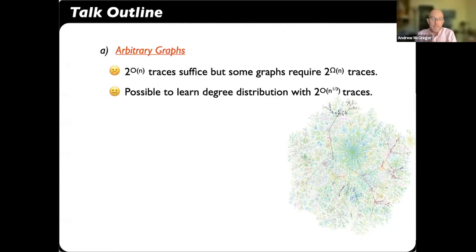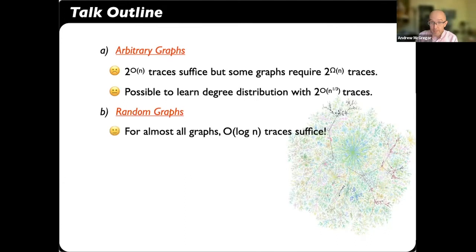There are some things you can still do with arbitrary graphs. For example, you'll be able to learn degree distributions in exponential in the cube root of n number of traces. Okay, we'll then move on to random graphs, where the story is much happier. For almost all graphs, we'll be able to show that order log n traces suffice.